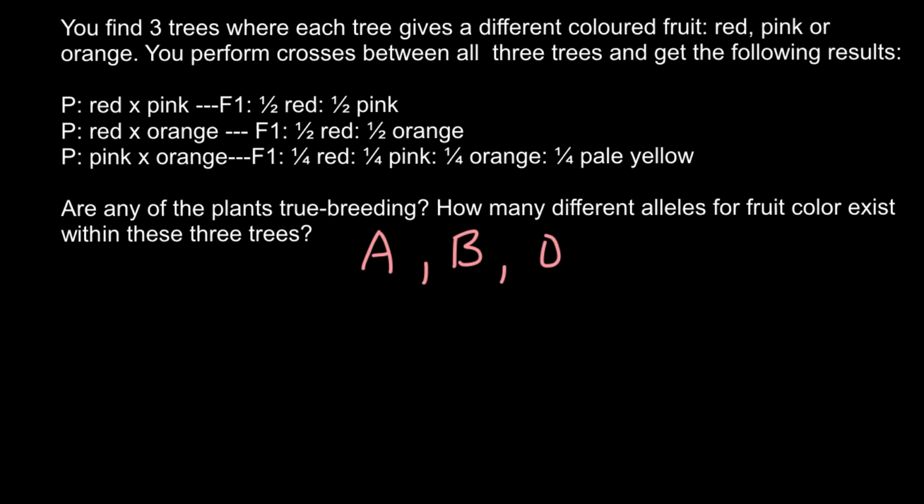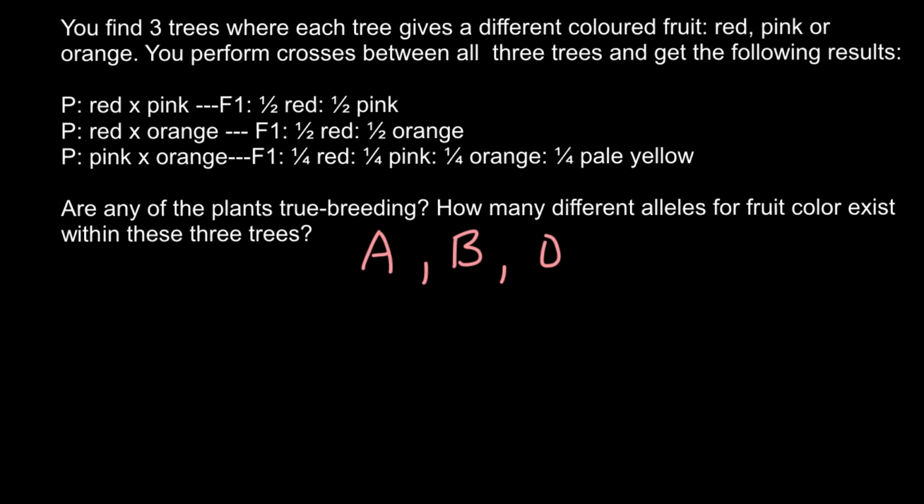How many genotypes and phenotypes can these three alleles produce? First of all, I want to tell you that alleles A and B are codominant, and both alleles A and B are dominant over allele O. So allele O is recessive to both allele B and allele A.